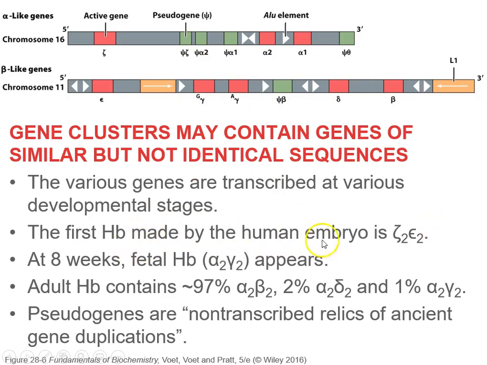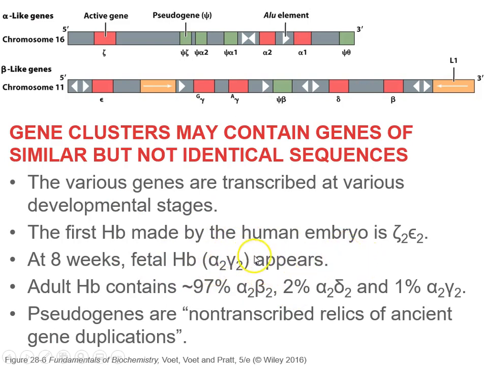So the first hemoglobin made by the human embryo, and this is really early before you even really have a circulatory system, is zeta 2 epsilon 2. The zeta is sort of an alpha-like gene, and then the epsilon is right here. So that's made in the first 8 weeks. And after 8 weeks, what we've described as fetal hemoglobin is made next.